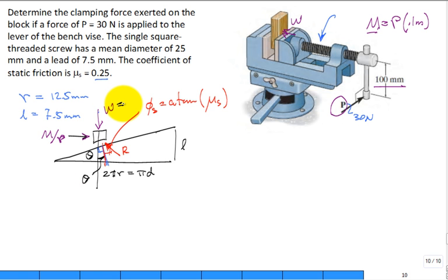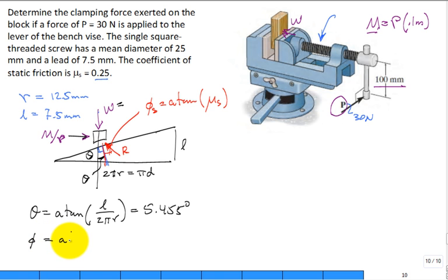I need to calculate W. So we'll calculate theta as the arc tangent of that lead divided by 2 pi r. That comes in at 5.455 degrees. The coefficient of static friction is 0.25, so phi, the angle of friction, is arc tan of 0.25. That comes in at 14.04, so the sum of theta plus phi is 19.49.